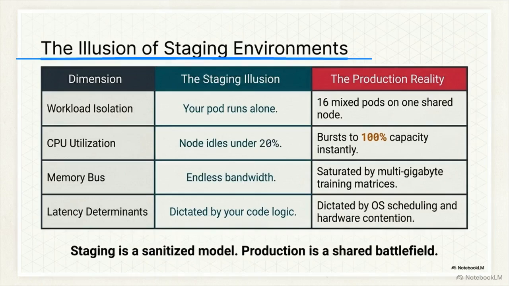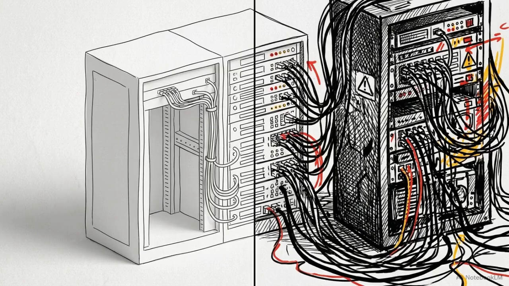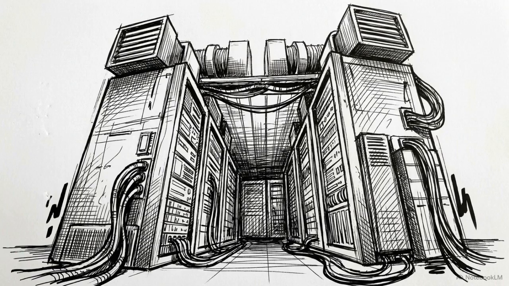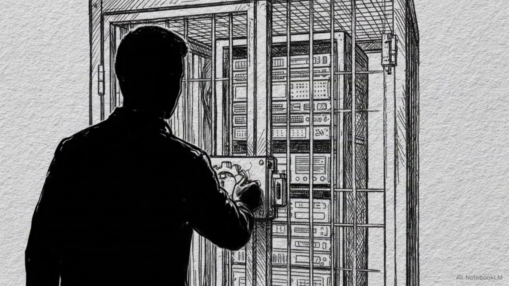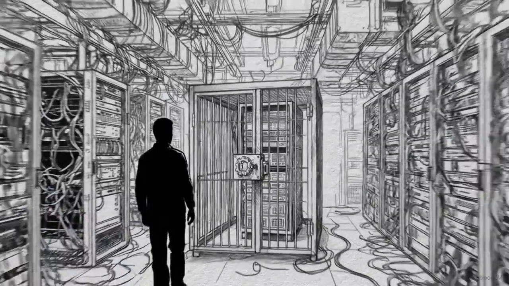This table contrasts the illusion of local staging against the reality of production. Staging presents a sanitized, idle model with endless bandwidth. Production is a saturated, shared reality dictated by hardware constraints. Staging models application logic, but production tests hardware limits. Resilient engineering demands acknowledging the physical reality of the infrastructure and deploying the exact telemetry and node separation required to defend your code against the workloads running right beside it.